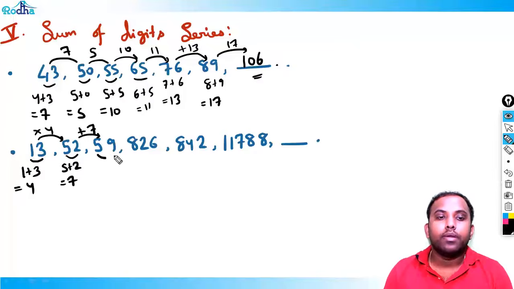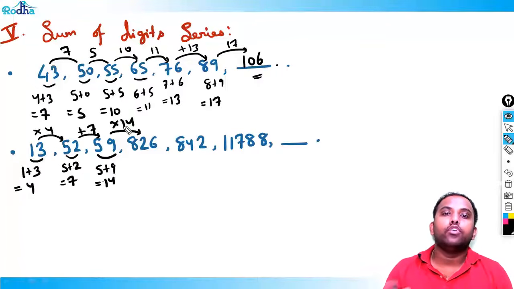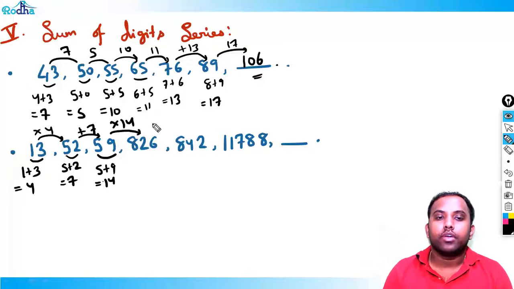Now 5 plus 9 is 14. So it is multiplied, then addition. So next should be again multiplied, so into 14. 59 into 14 should give me 826. You can do it easily. 14 into 50, 700. 14 into 9, 126. So 826, fine. Again, what is the sum of the digits here? 8 plus 2 plus 6, that is 16. You add 16, you get 842.